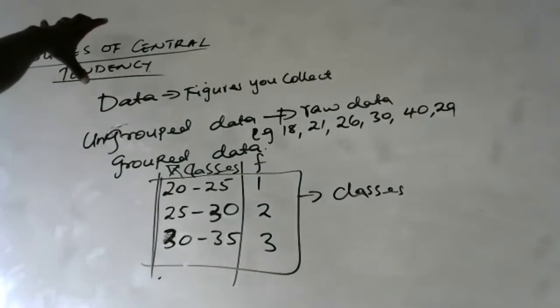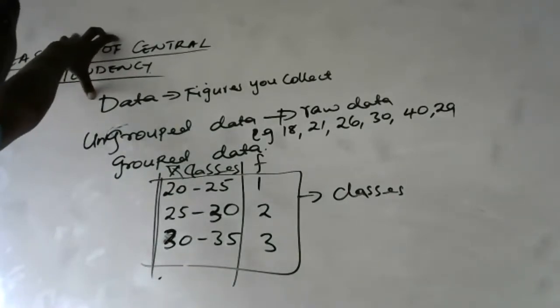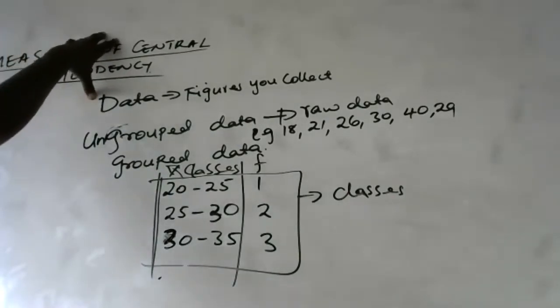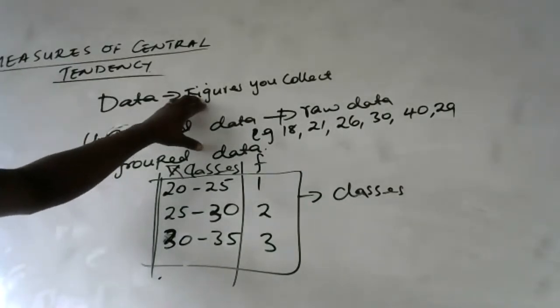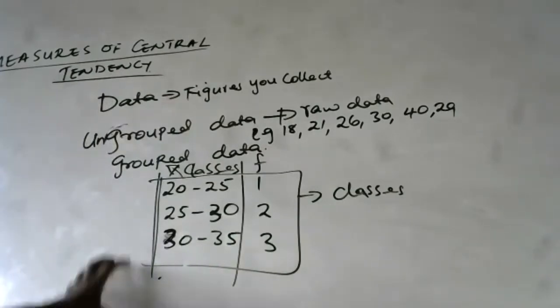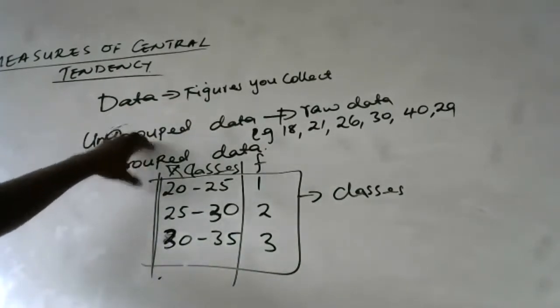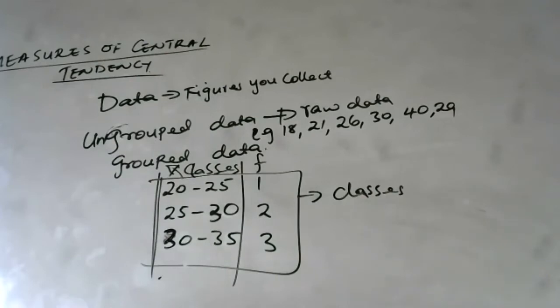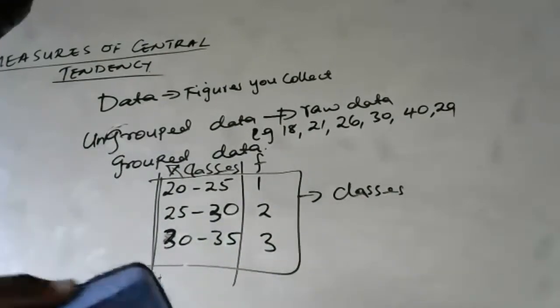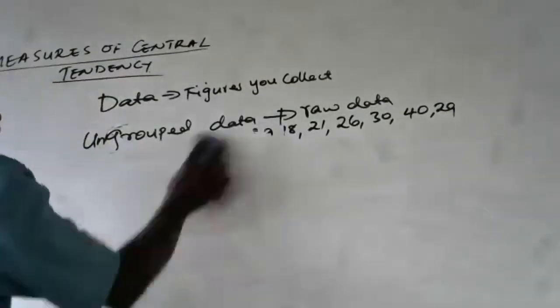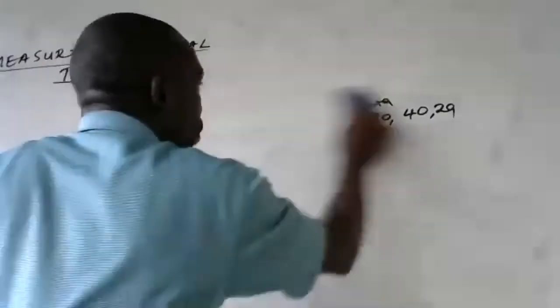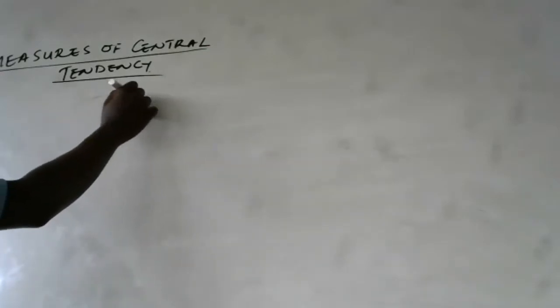So when we shall be calculating the measures of central tendency, we shall see how we calculate them when the data is ungrouped, and how we calculate them when the data is grouped. And then we get the differences. So we start with ungrouped data, and that is the example that I was giving here. Measures of central tendency.